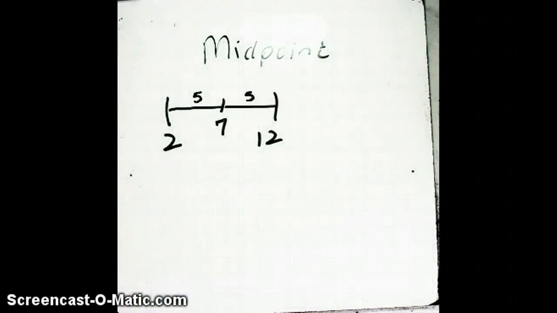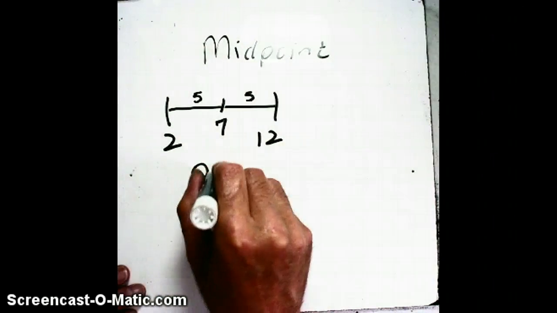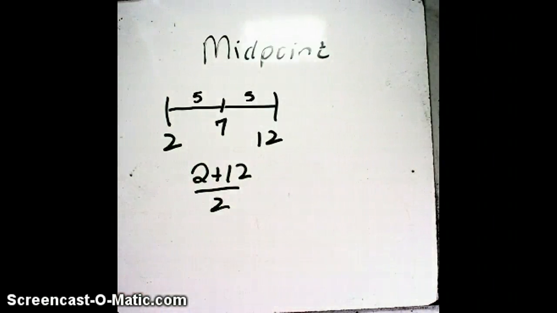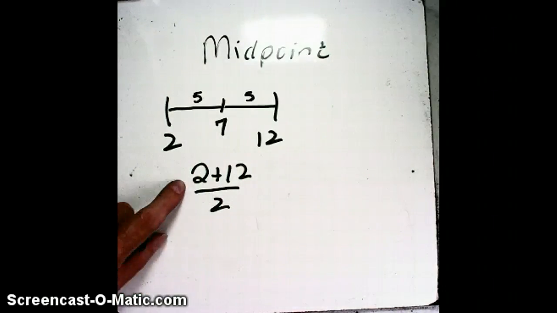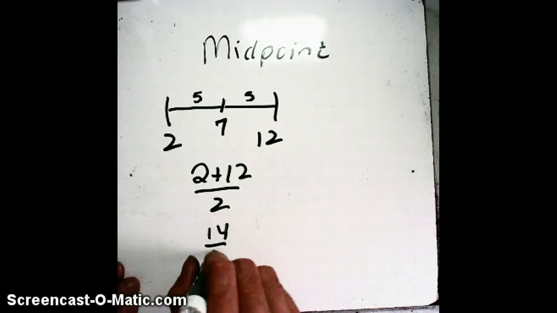Now, is there a shortcut for doing this? Well, yes, there is a shortcut. Just add the numbers and divide by 2. You're adding the markers. So 12 plus 2 is 14. 14 over 2 is 7.